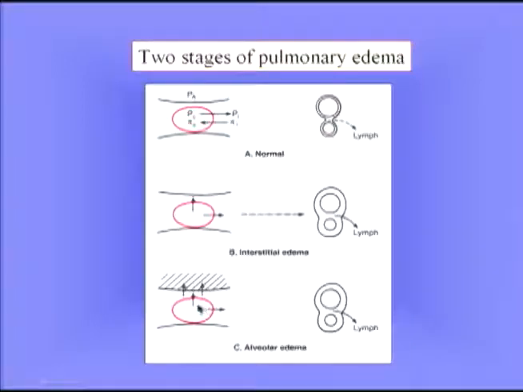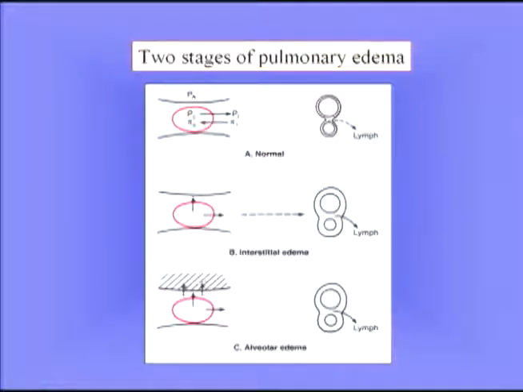But then later, if we raise the capillary pressure even more, we increase the rate at which the fluid moves out, and now some fluid may spill over into the alveolar spaces. What exactly causes the fluid to spill over is not fully understood, but I suppose that if the pressure in the interstitium rises high enough, then we're going to damage the alveolar epithelium, and fluid is going to move out.